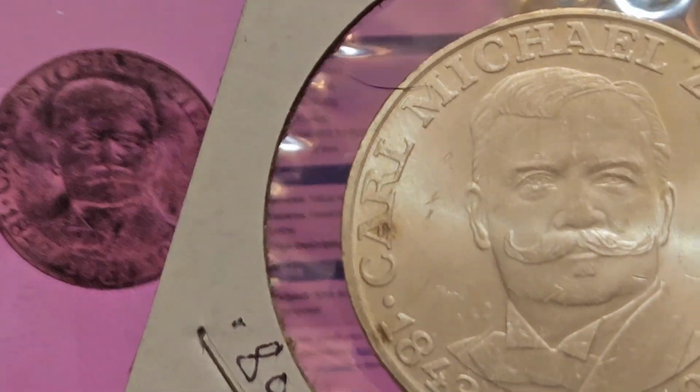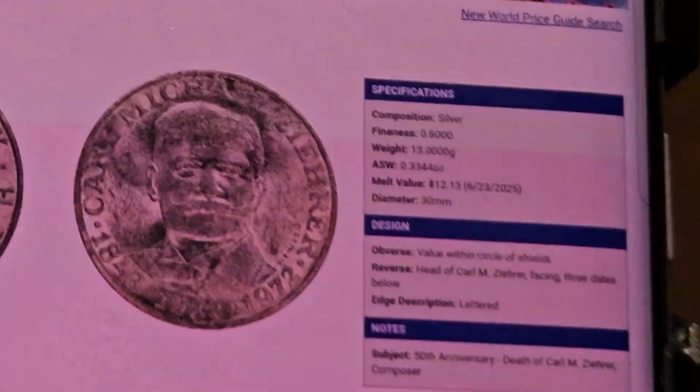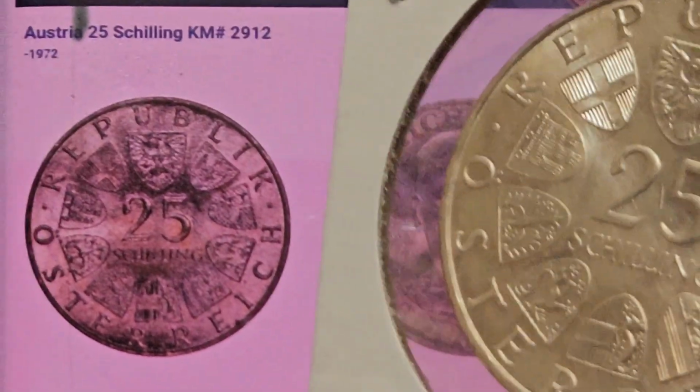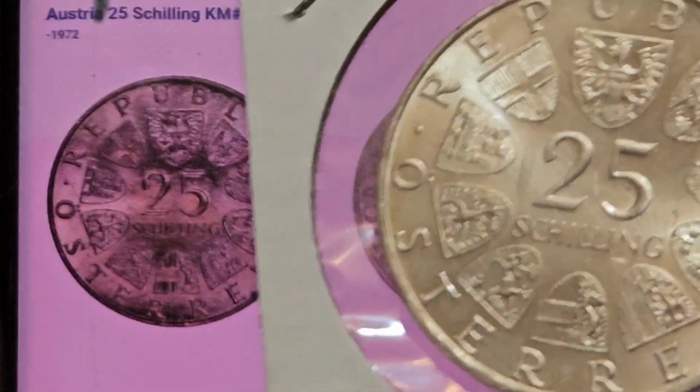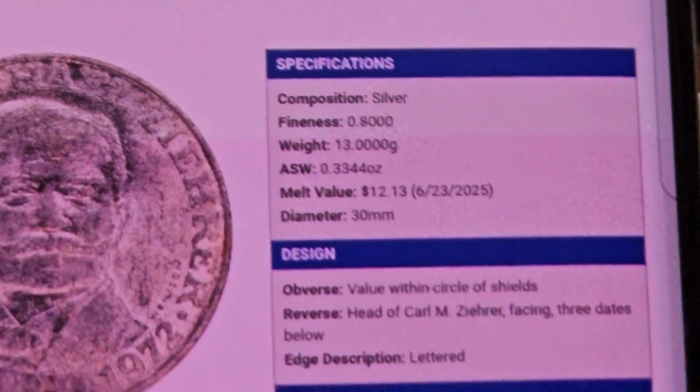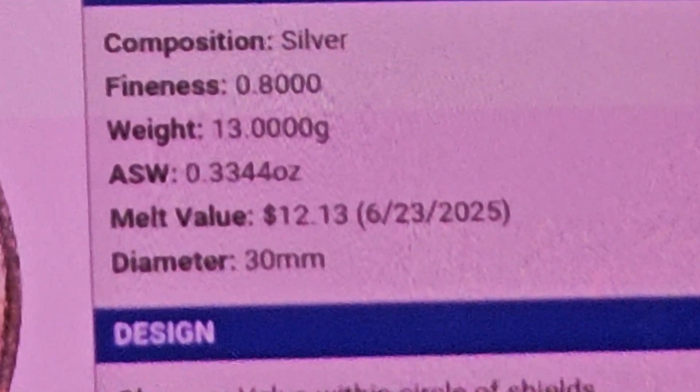Is that our guy? Looks like our guy. Let's check the reverse. Or obverse, I guess. My bad. Is that our coin? Yes, it is. Okay, so now since we went to NGC instead of Numista, we can go directly to the ASW, which is 0.3344.